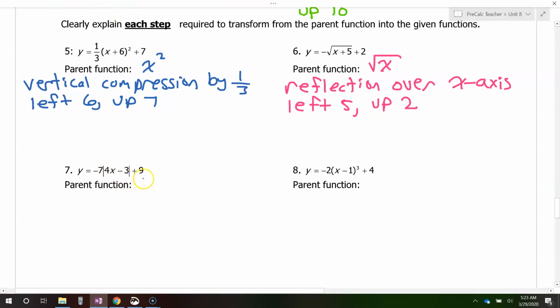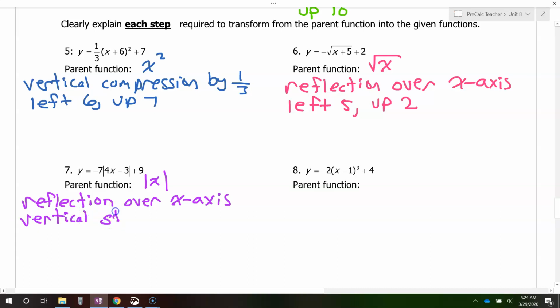All right, I see the absolute value. That's the parent function, the absolute value of x. The negative sign in the front is going to be a reflection over the x-axis. The 7, ignore the negative sign. The 7 is bigger than 1, so that is going to be a vertical stretch by a factor of 7.